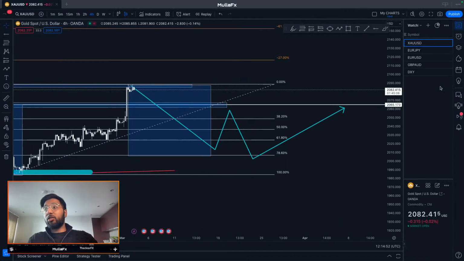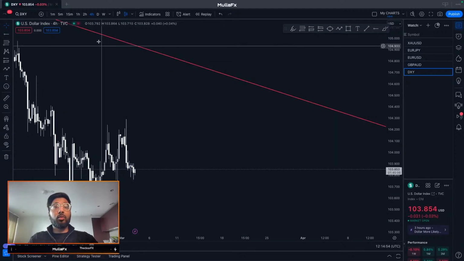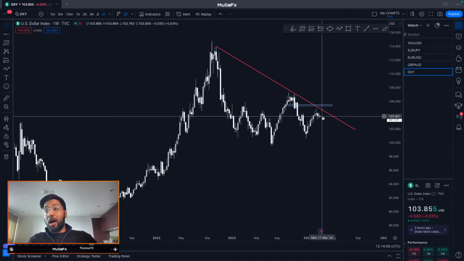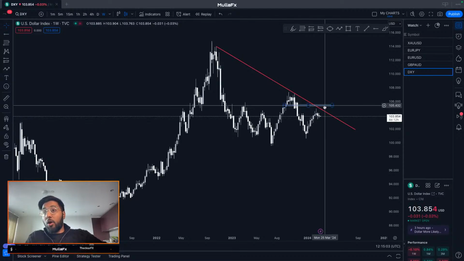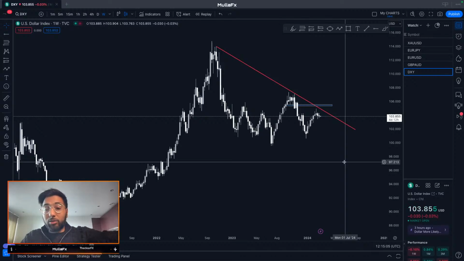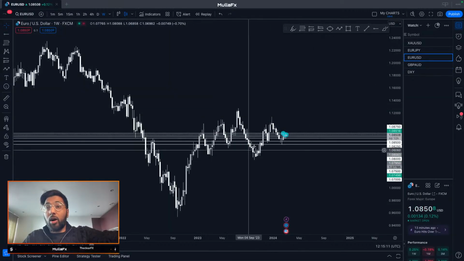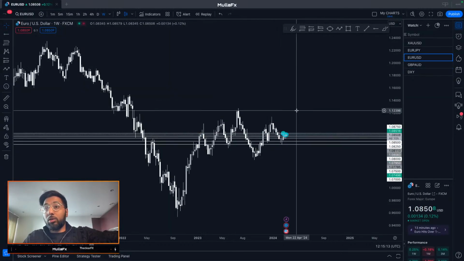Looking at the daily on DXY, I'm bearish as well. Even on the weekly, I'm bearish. So right now I'm looking for a bullish move. Again, waiting till end of March, and then boom, crash to the market. That's what I believe with the US dollar index. So with every other pair as well, I'm expecting the same thing. Euro USD bounce up.